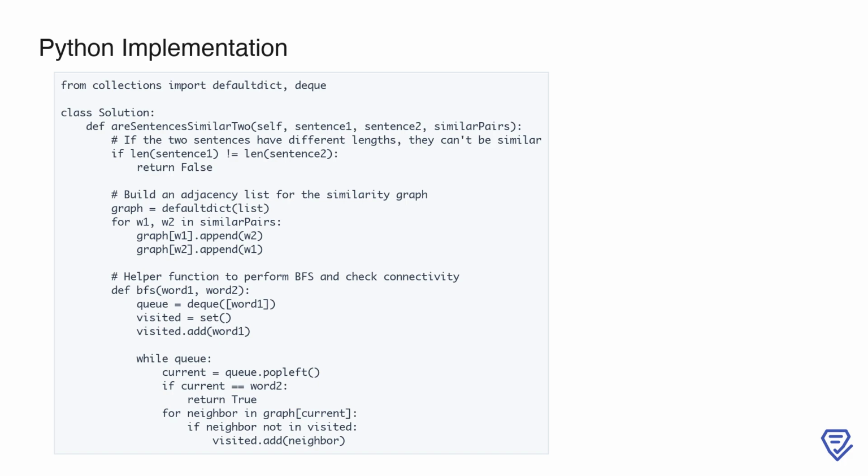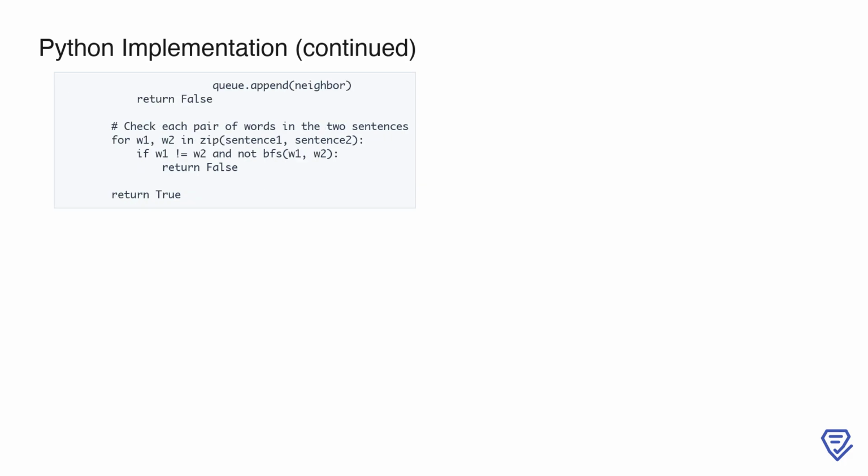We then define a helper function called BFS, which will be responsible for determining whether two words are connected within this graph. The function starts by initializing a queue with the first word and a set to track visited nodes. The first word is marked as visited to avoid revisiting it during traversal. The breadth-first search proceeds by dequeuing elements and checking their neighbors. If the target word is found, the function immediately returns true, indicating a connection. Otherwise, unvisited neighbors are added to the queue, ensuring all reachable nodes are explored. The BFS function continues by returning false if the target word is not found after exploring all possible paths.